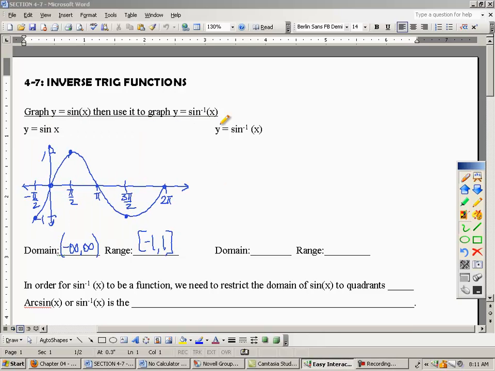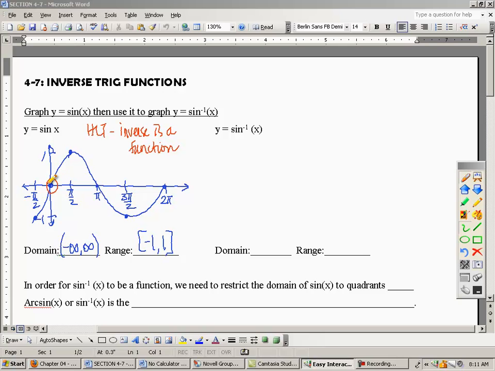Now, the biggest thing as we do this is we need to restrict what happens on the sine curve because it needs to pass the horizontal line test. And the horizontal line test will tell us if the inverse is a function. And we want the inverse sine to be a function, so we need to restrict this domain. And we always restrict right around 0.